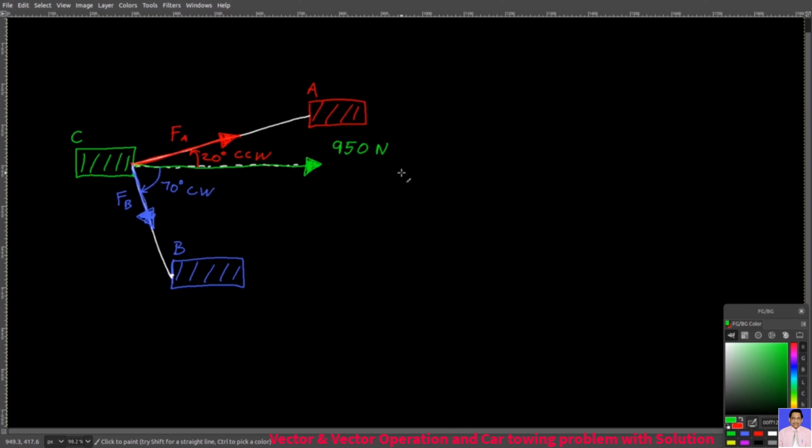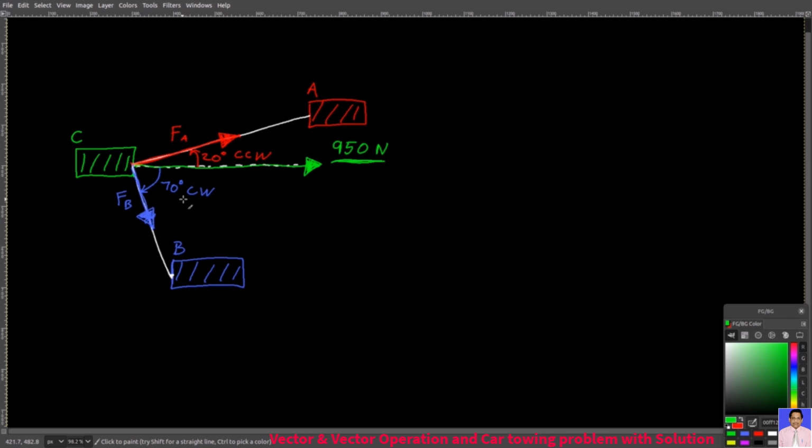And so your task is to compute the correct values for FA and FB so that car C would follow the straight road with this force, 950 newtons. So in the next video, let's see how we would approach this problem. Let's learn some fundamental concepts that you need in order to calculate FA and FB.